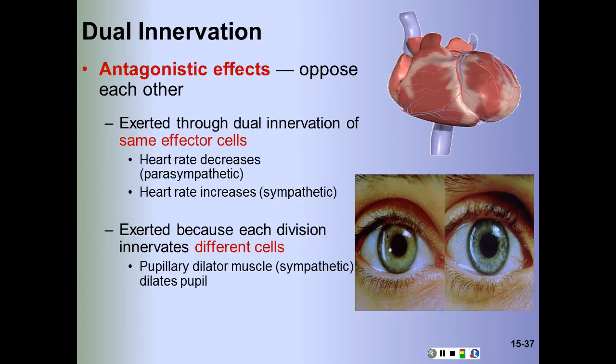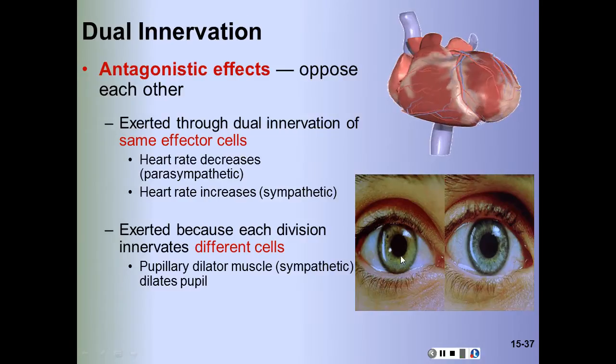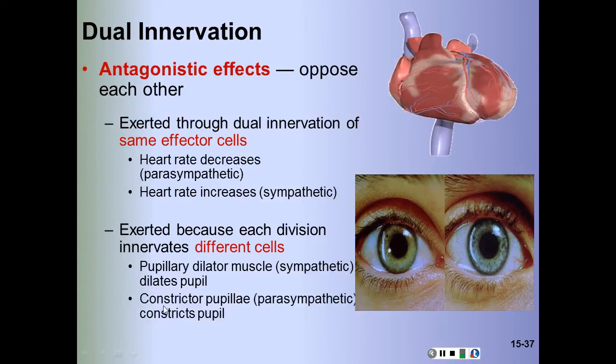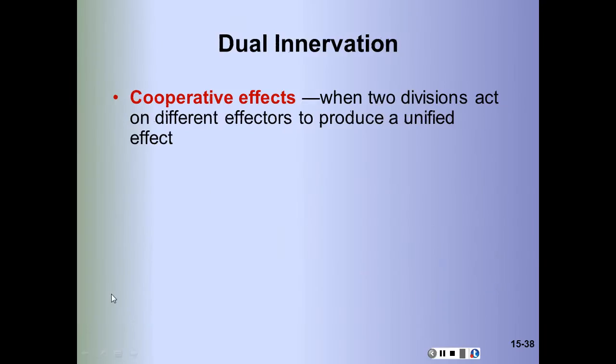So you have pupillary dilator muscles, which are sympathetic. They're going to dilate the pupils, opening them wide. But then you have the constrictor pupillae. Those are going to constrict the pupils. Those are parasympathetic actions. And let's go over cooperative again. Cooperative effects is when the two divisions act on different effectors to produce a unified effect.